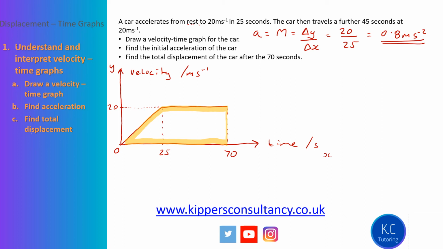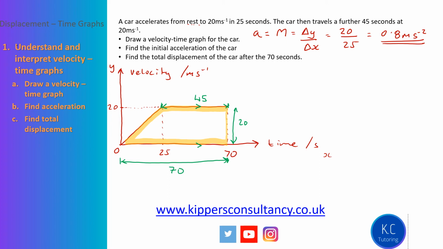Okay, and a trapezium has parallel sides, and we can see this side here has a length of 70, which relates to 70 seconds, and this side here has a length of 45, which relates to 45 seconds, and it has a vertical height of 20, which relates to the velocity of 20 meters per second.